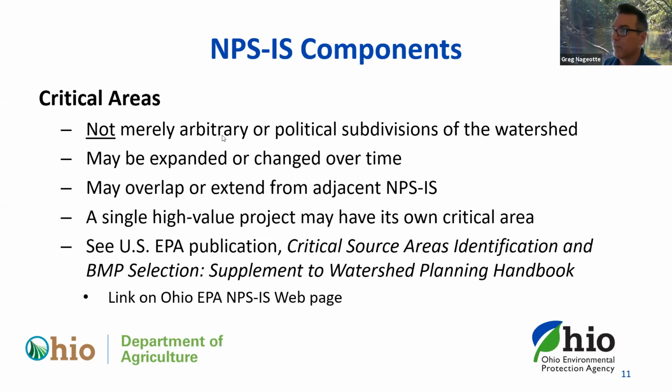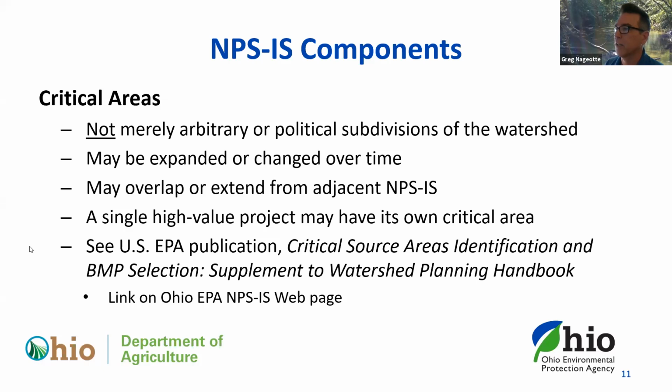They are not merely arbitrary or political subdivisions of the watershed. If we see a 12-digit HUC divided into relatively equal sub-watersheds, and we're numbering them 1, 2, 3, 4, 5, and these are critical areas, you'll get a nice email back from us saying, try again. We're not just dividing the watershed up and saying they're each critical areas and we're going to have the same objectives in each critical area. Those really cease being critical at that point. So they really need to follow the objectives.